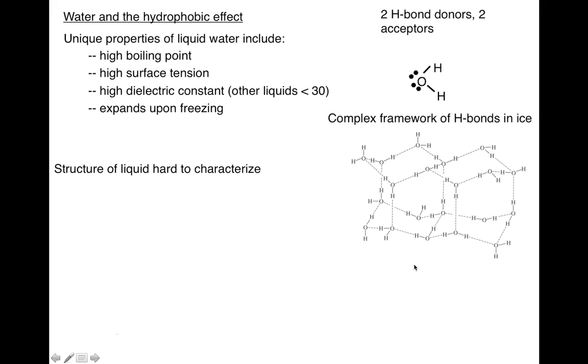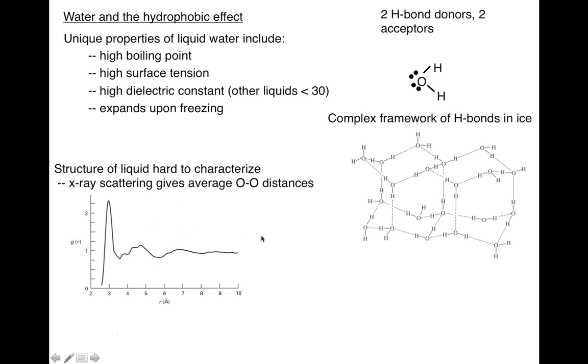Now, the structure of liquids is challenging to characterize, and it's challenging for water in particular. The way this is normally done is by X-ray scattering in solution, and that gives the average distances between oxygens. That's informative in thinking about what liquid water looks like on average. This is what's called a radial distribution function that can be derived from X-ray scattering. It's basically the probability of finding an oxygen atom at a given distance from another one.